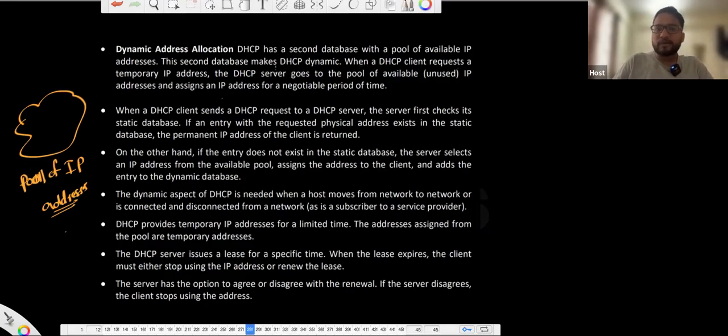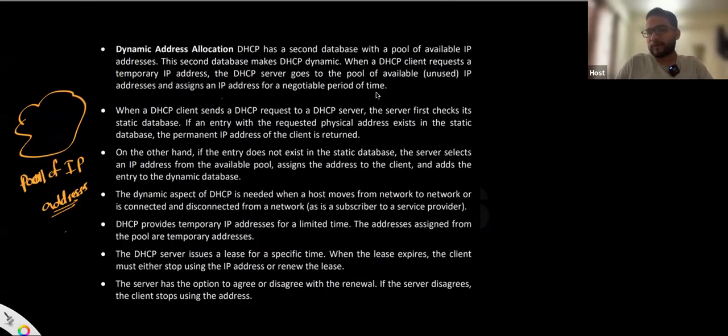When a DHCP client requests a temporary IP address, the DHCP server goes to the pool of available or unused IP addresses and assigns one of the IP addresses for a negotiable period of time. Which means it might give it for 10 minutes, then it can negotiate for more time if the host wants more time, right? That's perfectly fine. Now, when a DHCP client sends a DHCP request to the DHCP server, the client will send the request to the server.